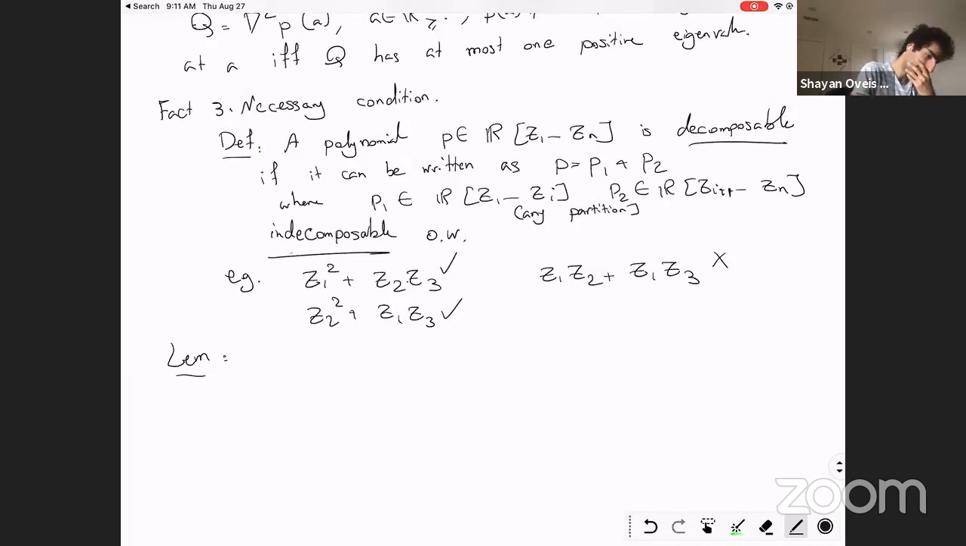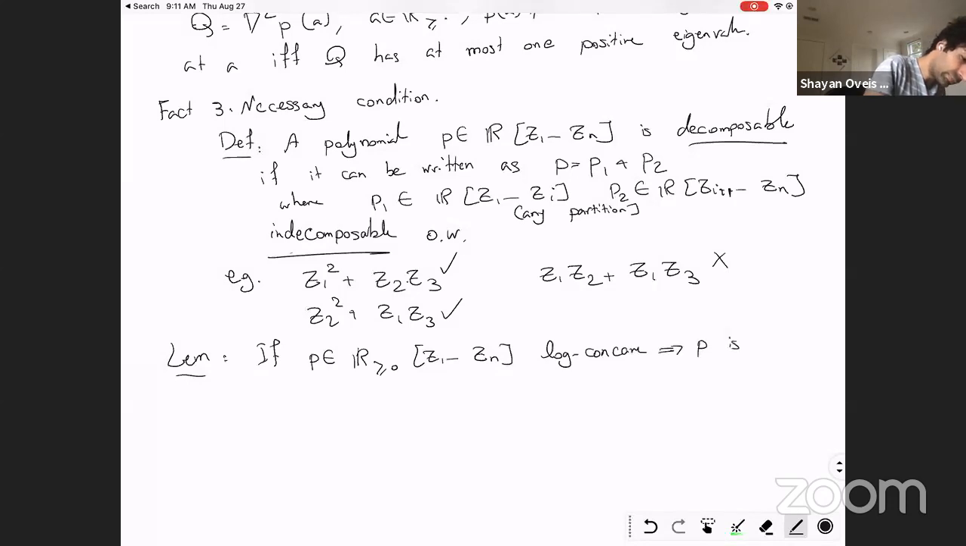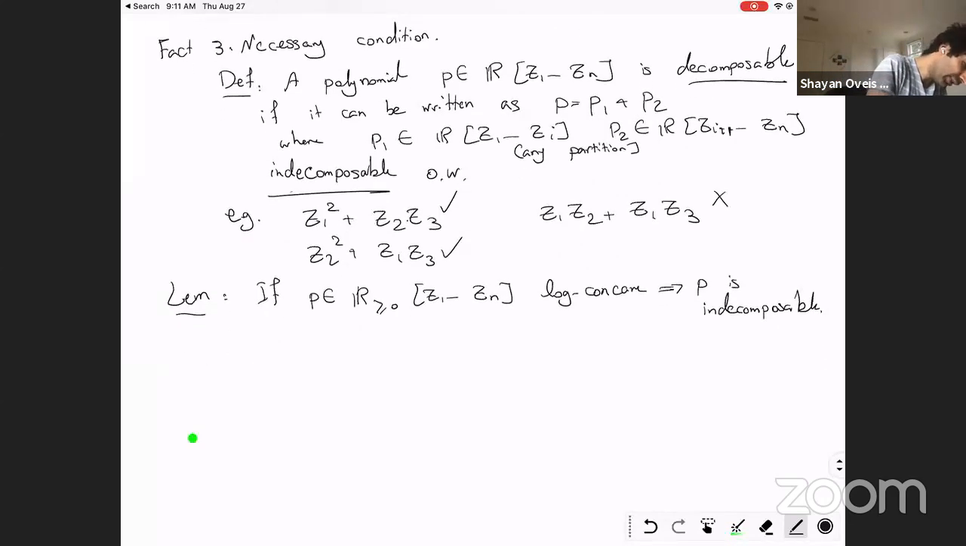Now, the lemma is that if P is log concave, then it is indecomposable. So a necessary condition to get a log concave polynomial is that at least it must be indecomposable. Let me just prove this one. The proof is short.